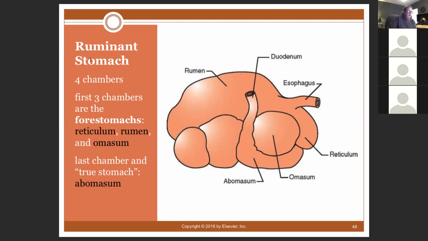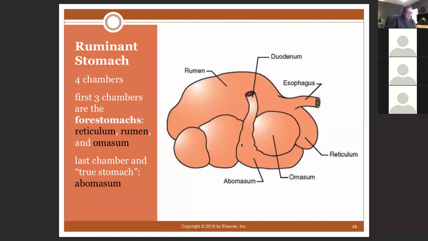So for number 20, the four chambers: the first three are the rumen, the reticulum, and the omasum. Which chamber is the true stomach? That is the abomasum. The abomasum acts like our stomach, and it empties into the duodenum. So the abomasum is the last chamber of their stomach.